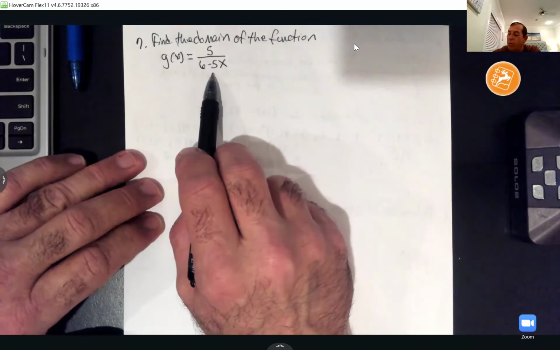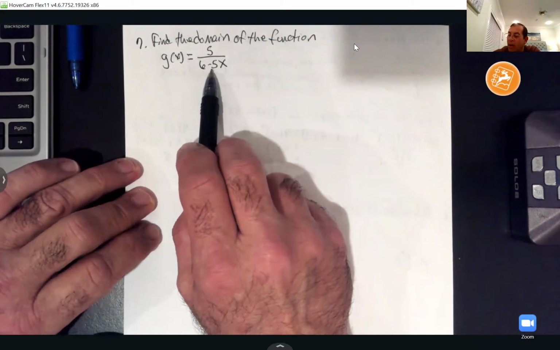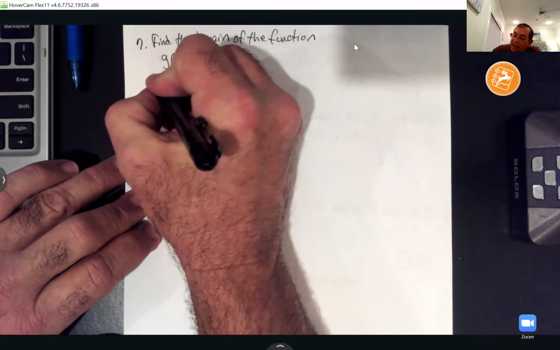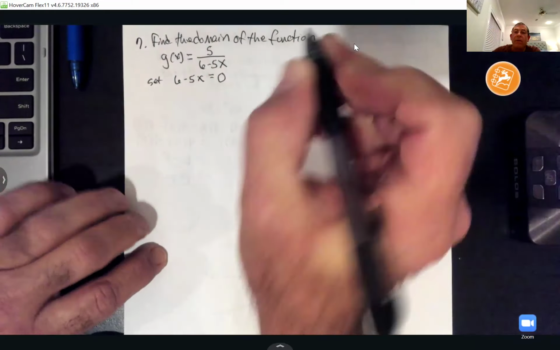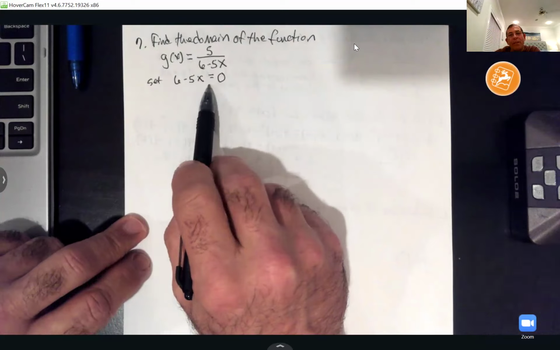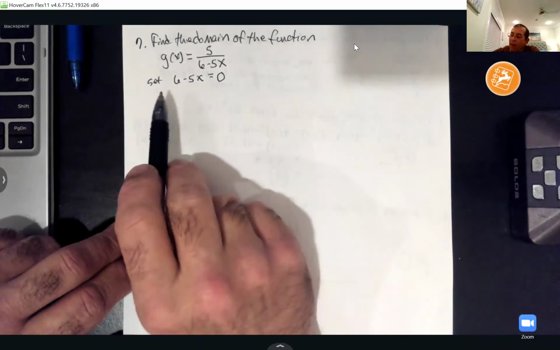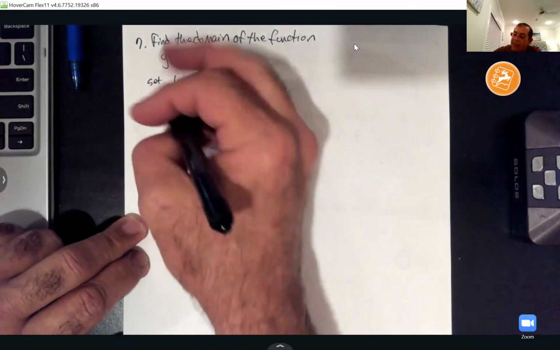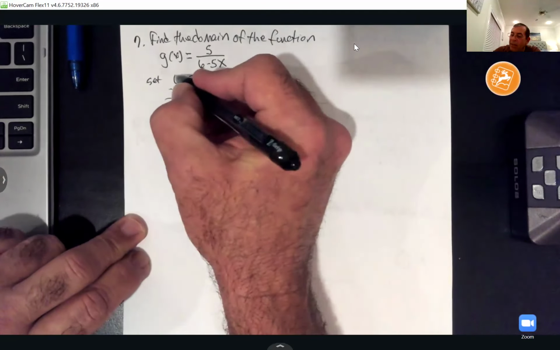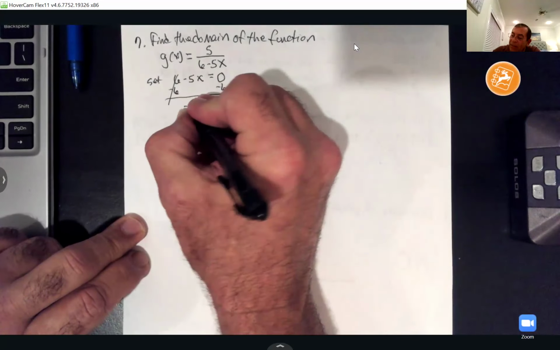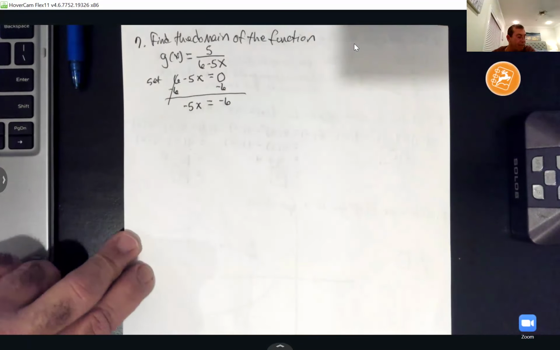So what we did on the ones with the fraction, since we cannot have a 0 in the bottom of the denominator, we said 6 minus 5x equal to 0. Once we solve this, we will exclude any answers from our domain. All right, y'all, so to solve this, I'm going to subtract 6 to move it over. So notice that cancels. I got negative 5x on the left side. That'll equal negative 6 on the right side.